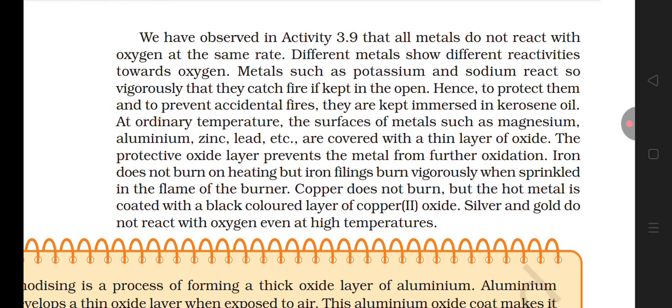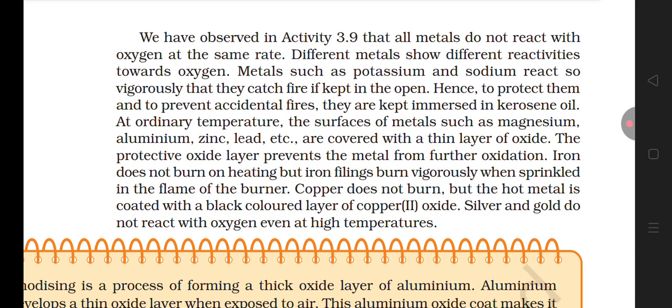After performing activity 3.9, you must have observed that sodium is the most reactive of the samples of metal taken here. The reaction of magnesium is less vigorous, implying that it is not as reactive as sodium. But burning in oxygen does not help us decide the reactivity of zinc, iron, copper, or lead. Let's see some more reactions to arrive at the conclusion about the order of reactivities of these metals.